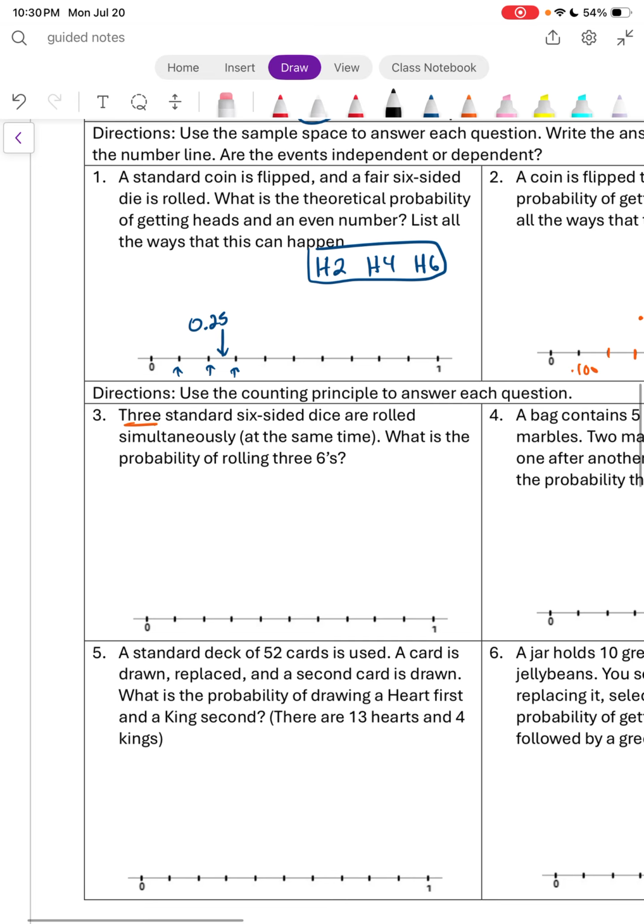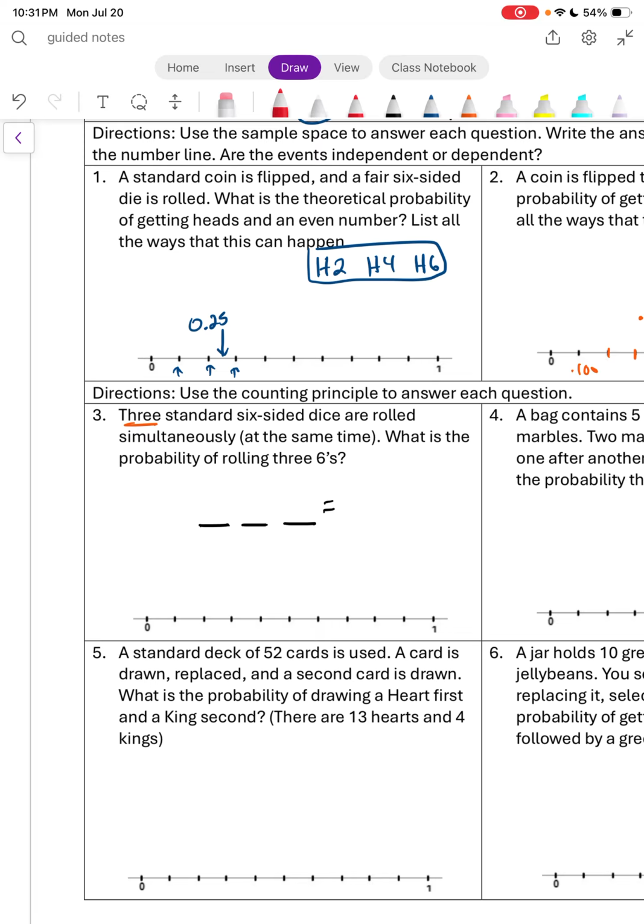If you're just curious about how many different ways this can happen, 6 different ways, 6 different ways, 6 different ways, we multiply it. There are 216 ways. We don't want to have to list all those different possibilities out. It'll take forever. So here's what we're doing. What is the probability of rolling 3 6s?